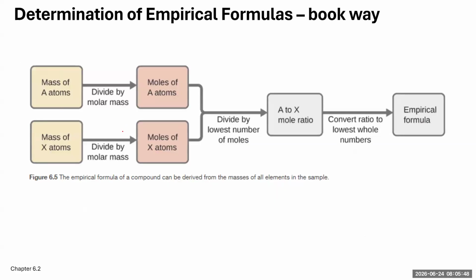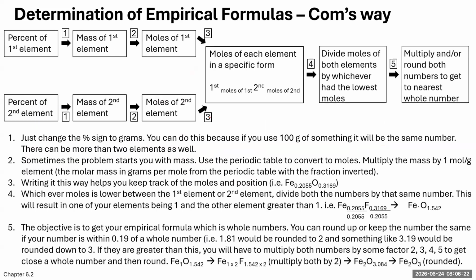This is the book way to do it, which is fine. It's not very descriptive, and I like doing things a certain way. You don't have to do it my way, right? I recommend my way. I think it works all the time. But yeah, so you want to go from mass to moles, right? This is converting from grams to moles. Then here you're going to divide by the lowest number of moles to get your mole ratio. And then you can convert to your lowest whole numbers. It looks simple, but it leaves a lot of stuff out where it's not super intuitive. So I was very descriptive on my way of doing it. It's a lot of words, I know, but it's complete.